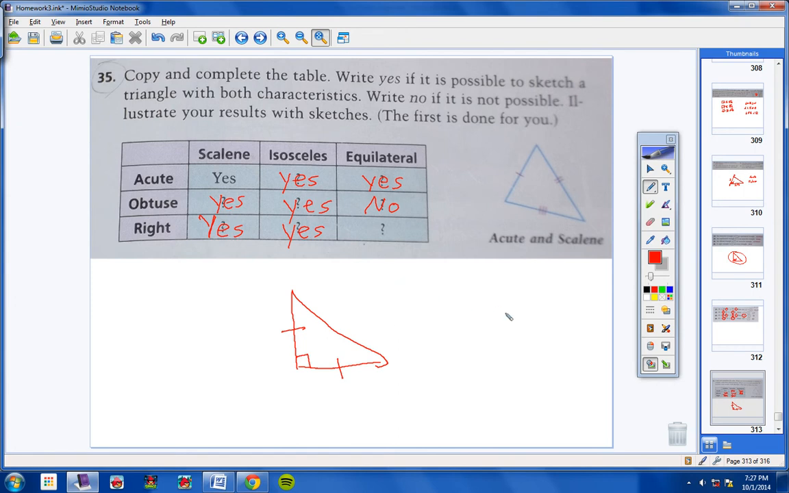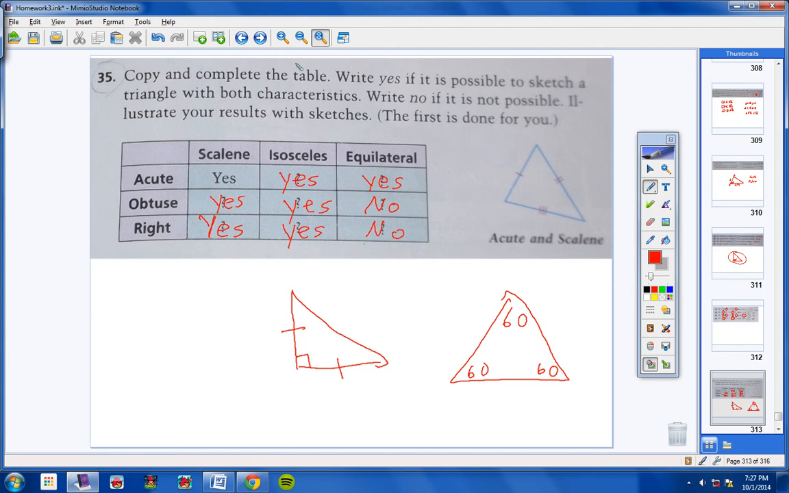Well, no. Remember, we just talked about that. If you have an equilateral triangle, all three angles will always be 60. So one of them will not be 90. In fact, none of them will be 90. So it is impossible to have an equilateral triangle that also has a right angle. So no, that is not possible.